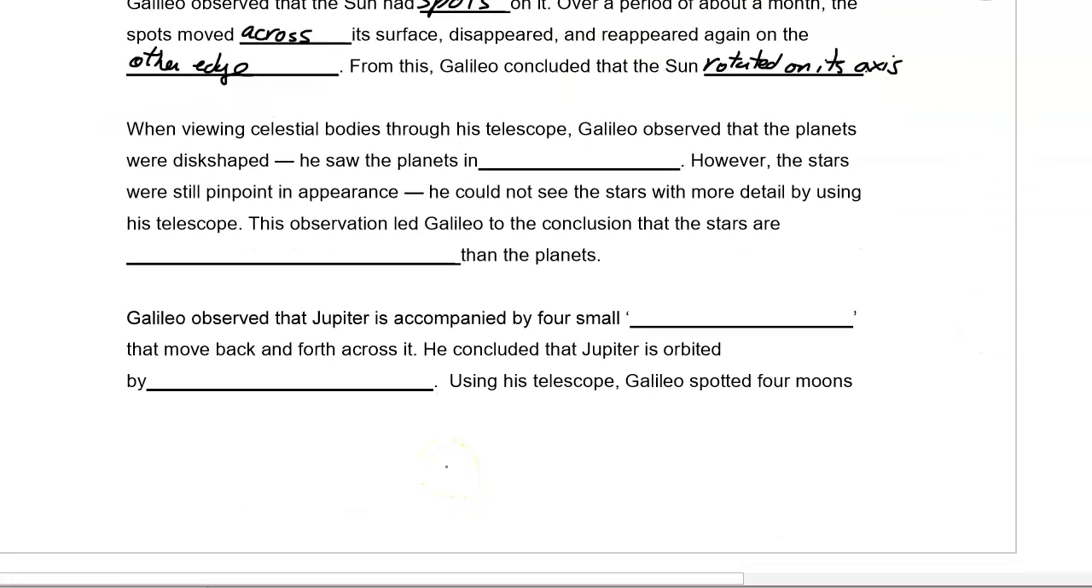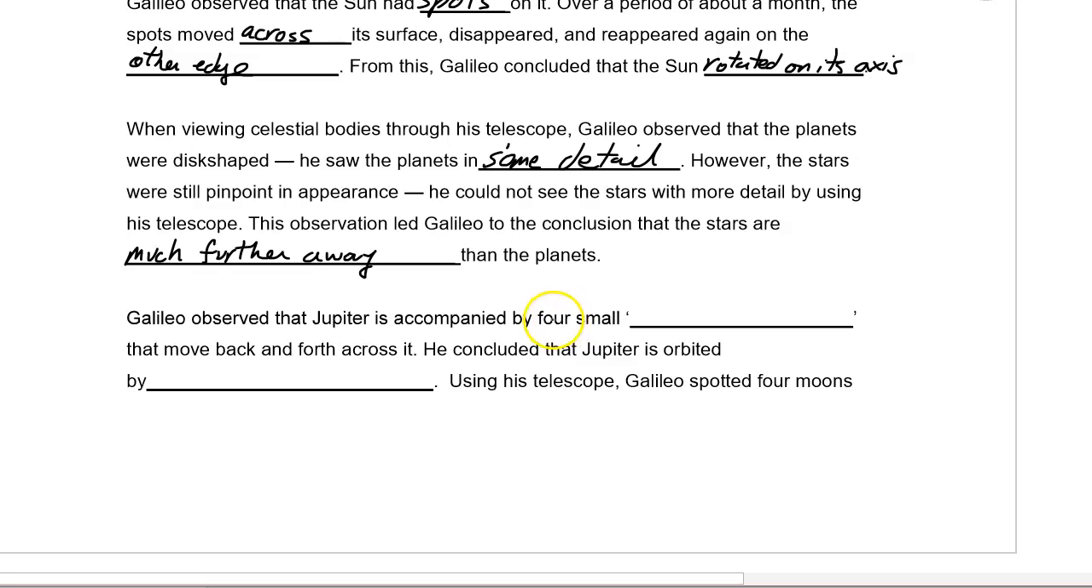Now, when viewing celestial bodies, he was able to observe the planets within some detail. However, the stars were still pinpoint in appearance, and so he basically concluded that they must be much further away than the planets. That was a conclusion based on his, shall we say, presuppositions. Turned out to be right.